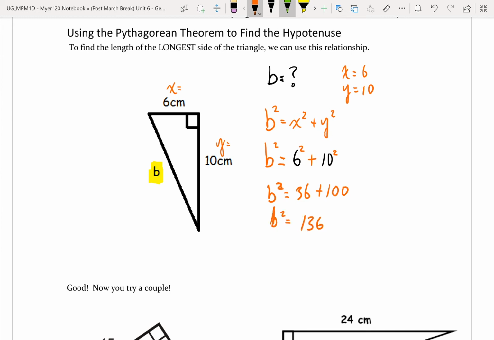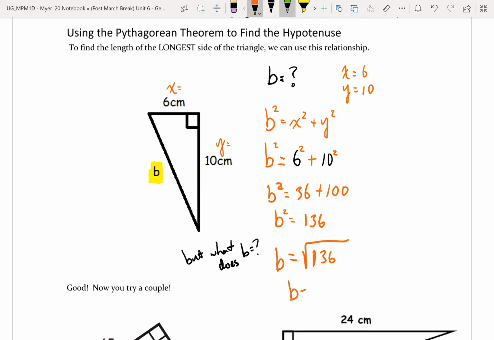136. Now, this is where a lot of people get tempted to stop because they're like, oh, I found the answer, right? That B squared is equal to 136. Except we don't really want just B squared. We want the value of B, right? So we're going to say, but what does B equal? So B equals, we have to take the square root of 136.